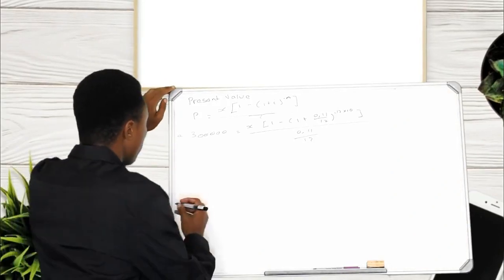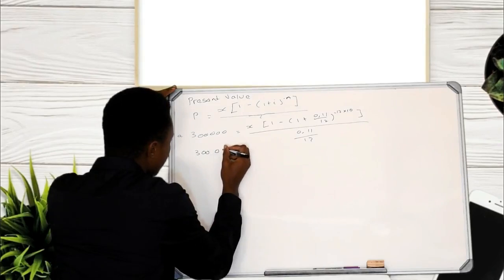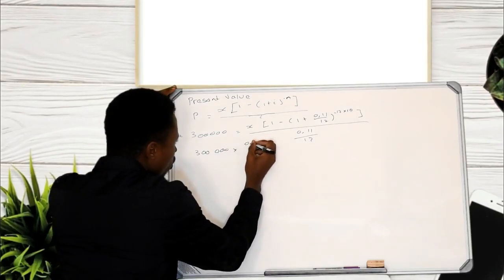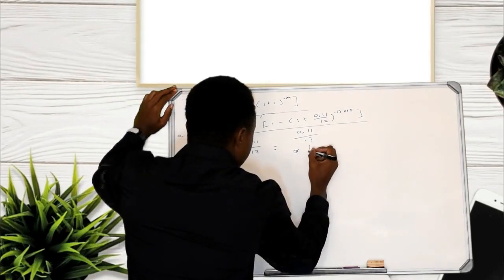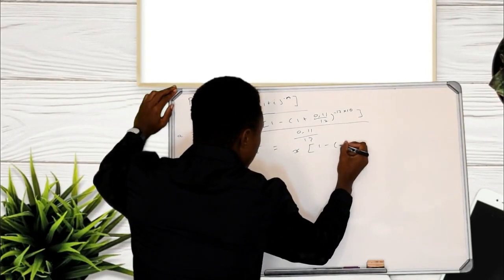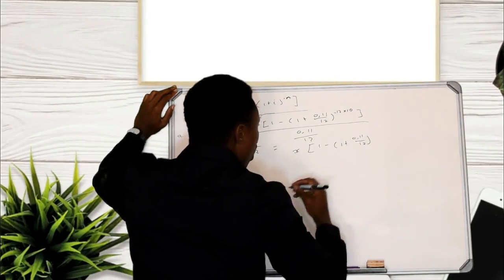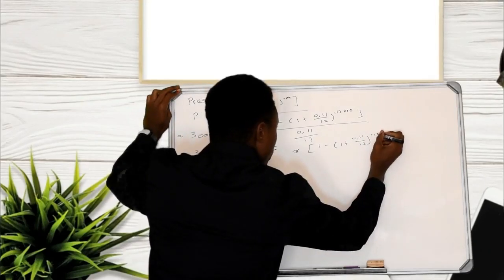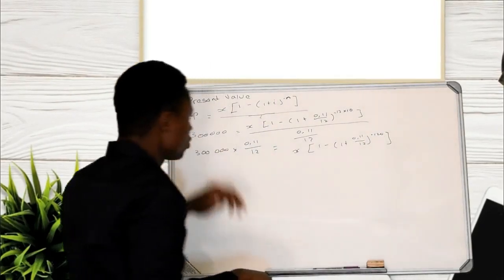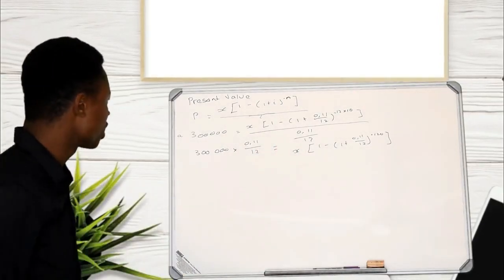So now, what do I do? I multiply both sides by the denominator. So I have 300,000 multiplied by 0.11 over 12 is equal to x times 1 minus 1 plus 0.11 over 12 to the power of negative 12 times 10, negative 120. So what's the variable that I'm looking for? It's x. There's no other variable in this equation except for x.